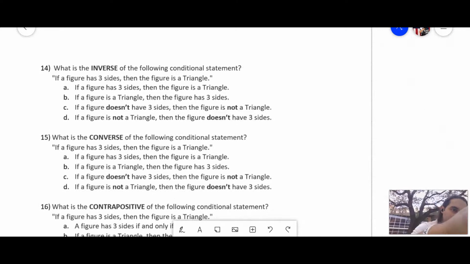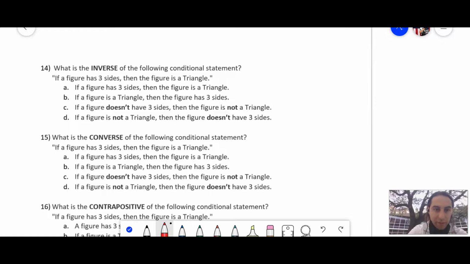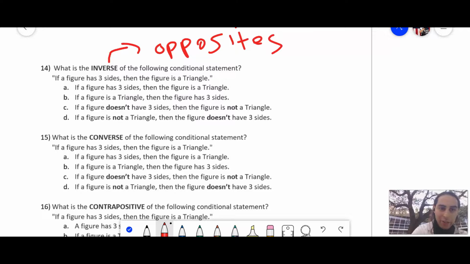All right, what is the inverse? So remember, inverse is when you just do opposites in the same order. Okay? So if a figure has 3 sides and the figure is a triangle, so if a figure does not have 3 sides, the figure is not a triangle. That's what we're going to find. And so which answer choice matches that? If a figure does not have 3 sides, that would be letter C, then the figure is not a triangle. Remember, inverse is opposites in the same order.